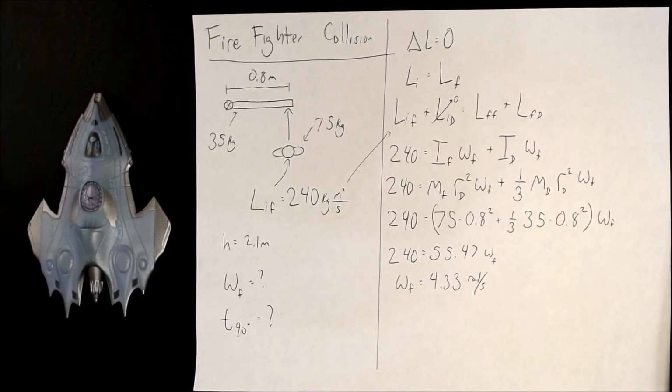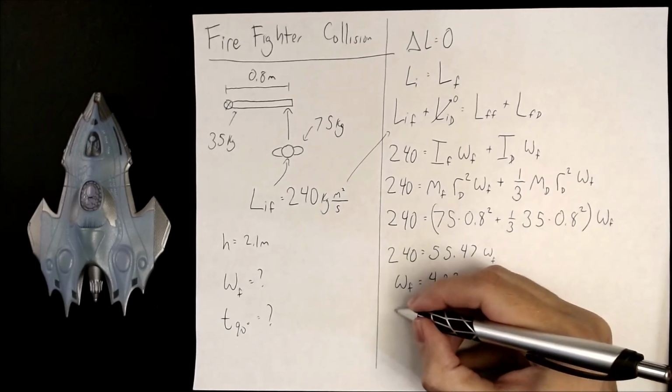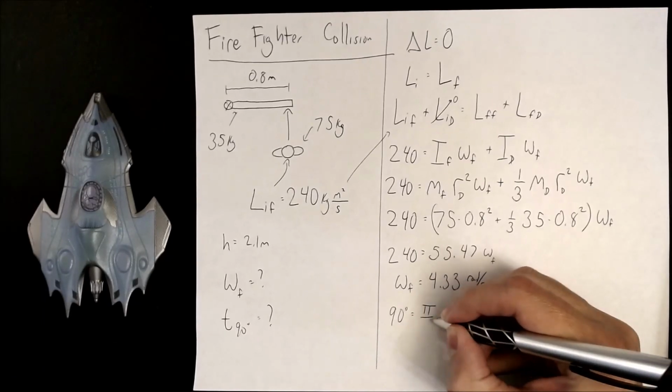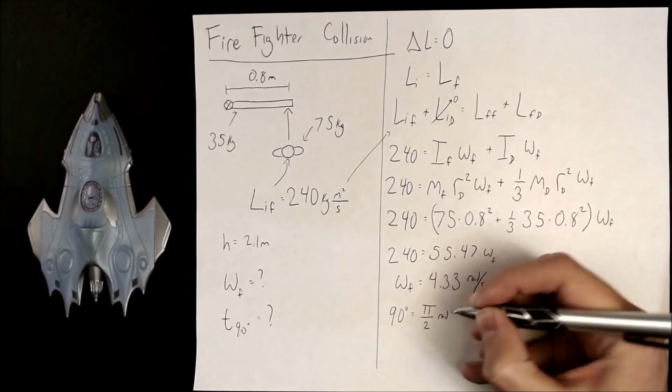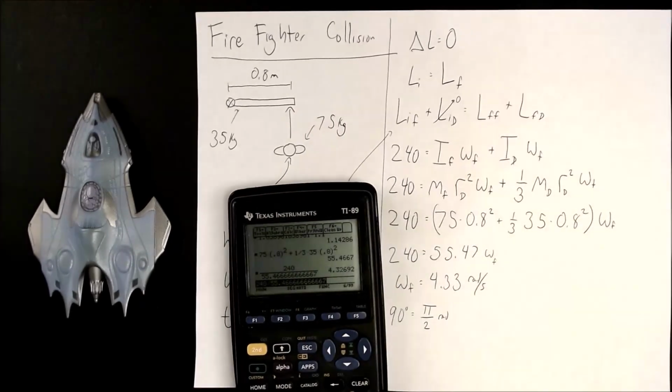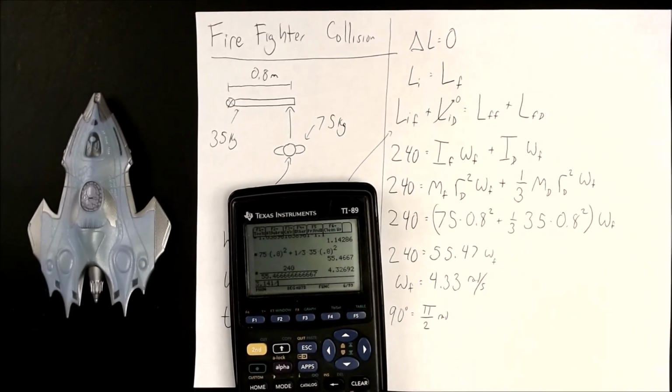Now, what is 90 degrees in radians? 90 degrees in radians is pi over 2 radians. A full circle is 360 degrees, or 4 times that, and a full circle is 2 pi radians. So divide the 2 pi radians by 4, and you get pi over 2 radians. Pi over 2, 3.141 divided by 2, 1.57.